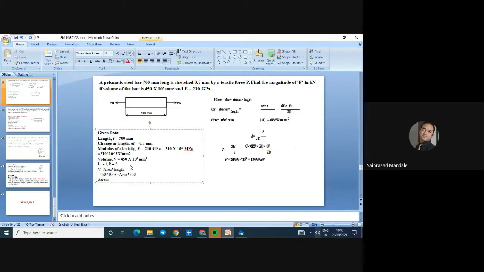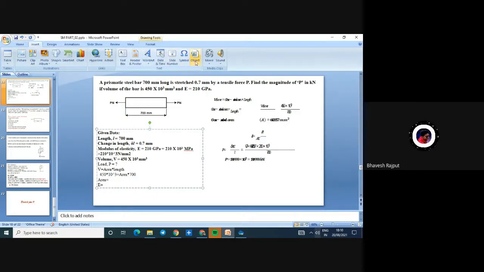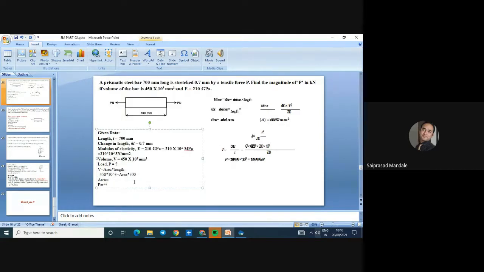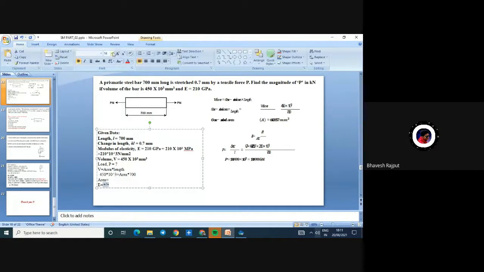So what exactly do we have to identify? We have to identify the value of P. Now, as we know, Young's modulus, that is E, is equal to stress upon strain, sigma upon small e. Stress upon strain.